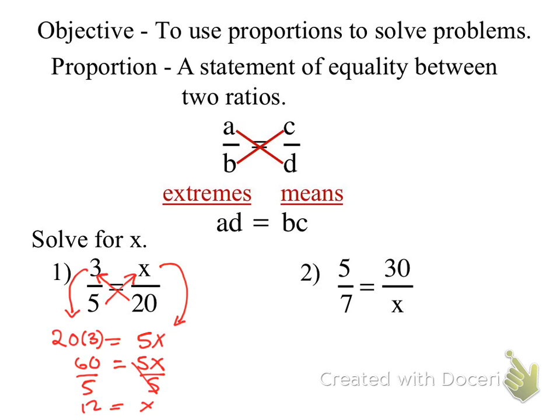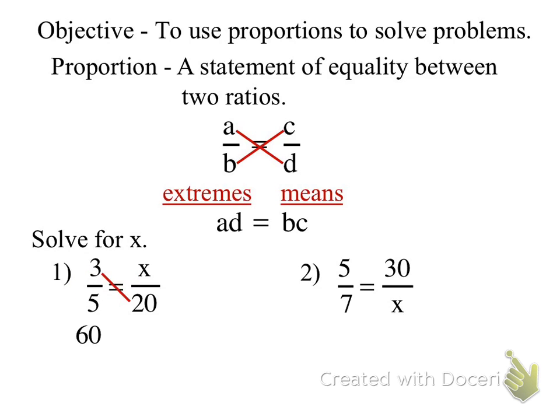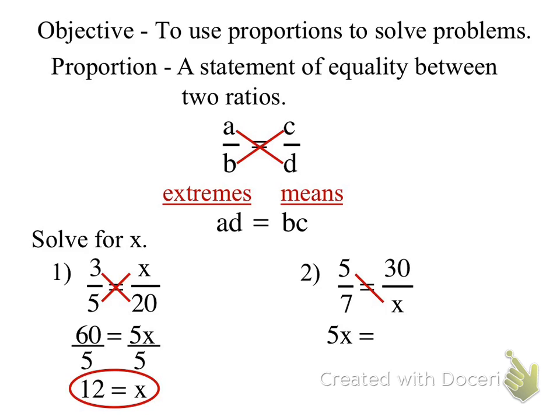Okay, I'd like you to pause this and try the next one, number 2, using the extremes and means method, or the cross products. Okay, let's check our work. We're multiplying 5 times x, and 7 times 30 is 210. And then we divide both sides by 5, and we get x equals 42.